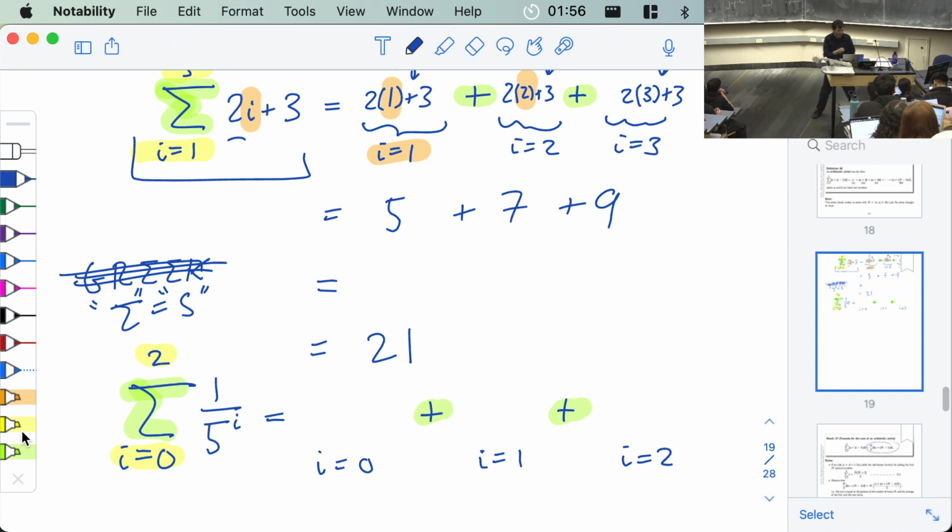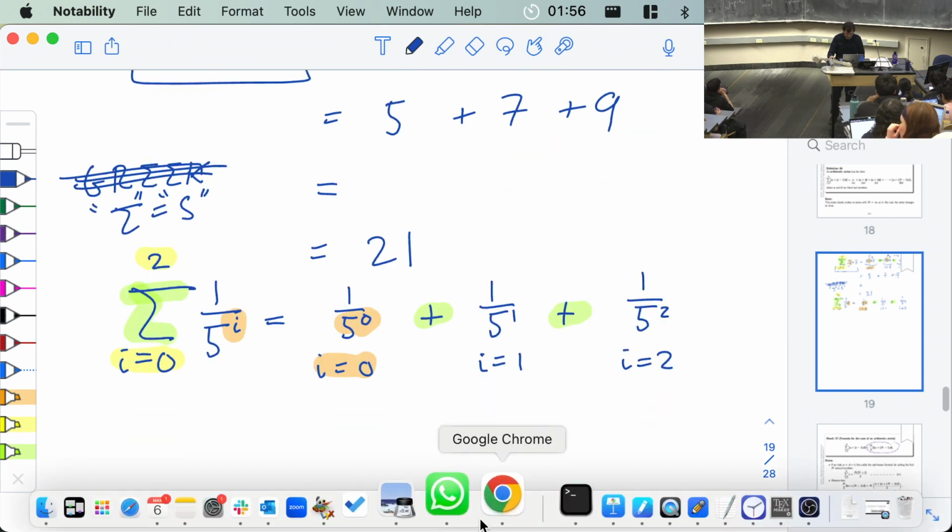And now we've got to plug in the i into the formula. So when i equals 0, it's 1 over 5 to the power 0. When i equals 1, it's 5 to the power 1. And when i equals 2, it's 5 to the power 2. So it's 1 over 5 to the 0 plus 1 over 5 to the 1 plus 1 over 5 squared. Those are some fractions. You've got to figure out what that is and plug them in.